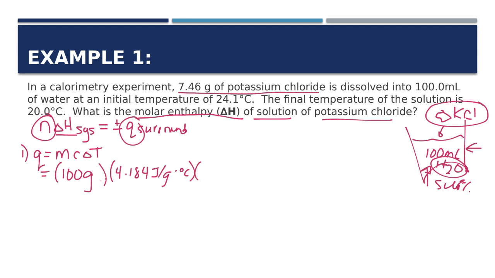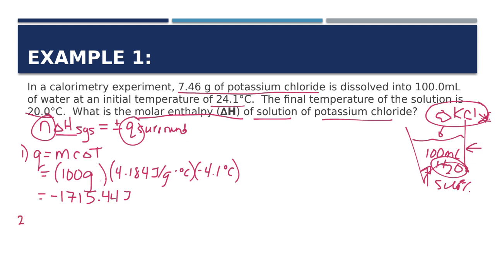And then my temperature change is negative 4.1 degrees C, right? So the final was 20, and then the initial was 24.1. So we calculate the energy of the surroundings. And when we calculate everything together, we're going to get a value of negative 1715.44 joules. And again, this is now the heat that was taken out of the surroundings in order to dissolve this solid right here. Okay, so this is the system that we're after.